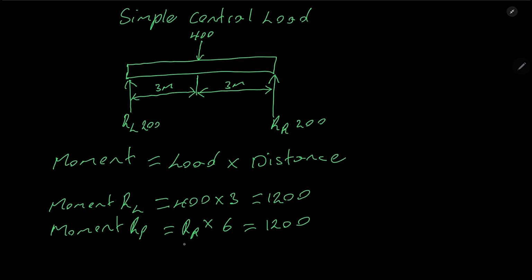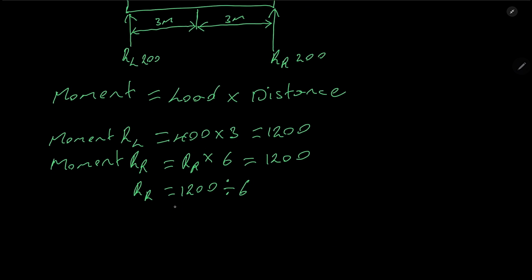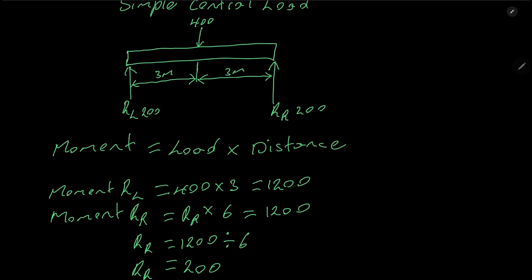Now we need to make RR the subject. So in order to make RR the subject, we need to move over that 6, leaving RR on that side, and this is going to be now equal to 1200 divided by 6, and this will give us a value of, so RR is going to be equal to 200 units. So that is basically how we went about getting these values to determine the reaction.